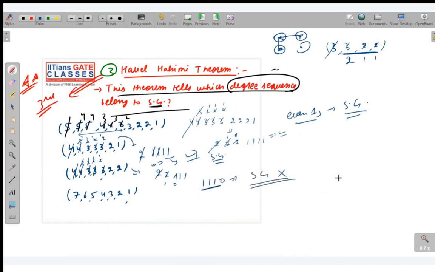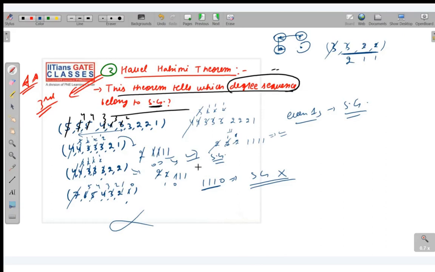For this, I will cut this 7. From the next 7 vertices, I will subtract 1. So 5, 4, 3, 2, 1 and 0. That is 1, 2, 3, 4, 5, 6. But here we were having only 6 vertices. We were not even having 7 vertices. Clearly it is not a simple graph. Okay, this was the Havel-Hakimi theorem. I will jump to the next slide.